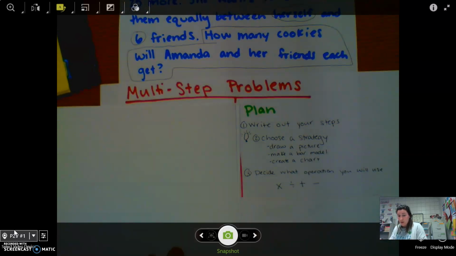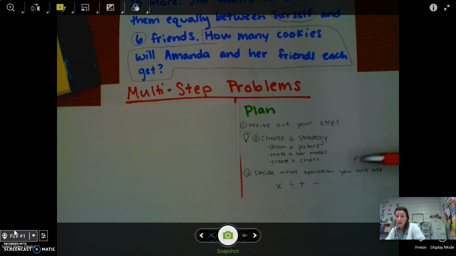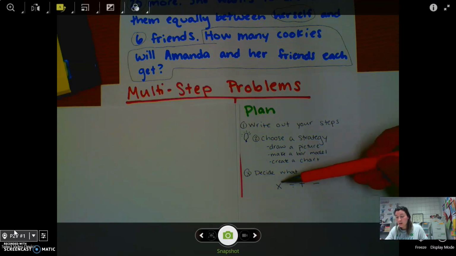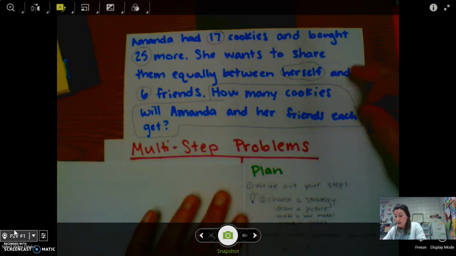To plan, we need to write out our steps. We need to decide what strategy we're going to use. Are we going to draw a picture? Are we going to use a bar model, or are we going to use a chart? Next, we need to decide if we are multiplying, dividing, adding, or subtracting. So let's take a look.